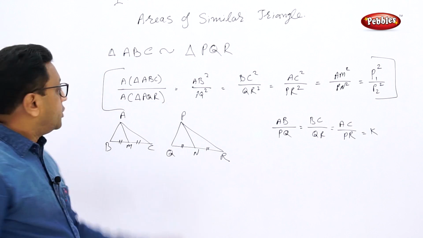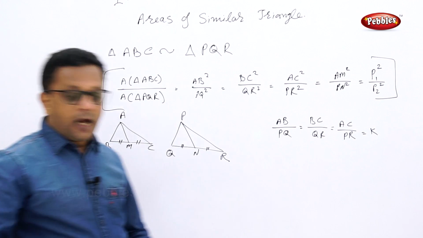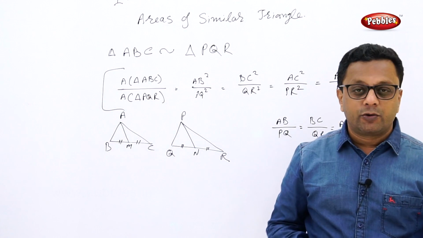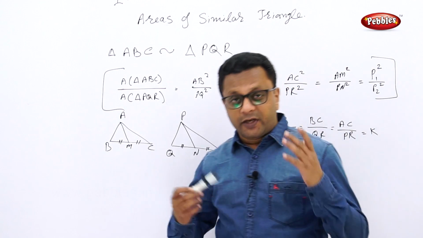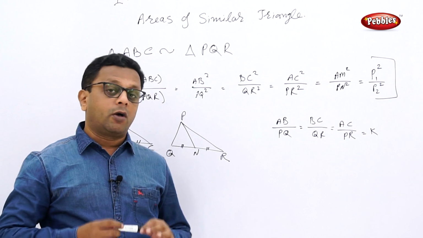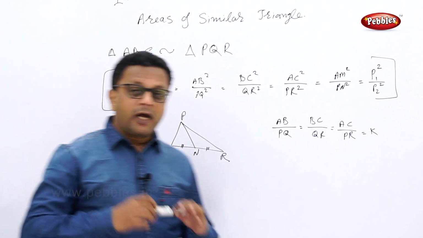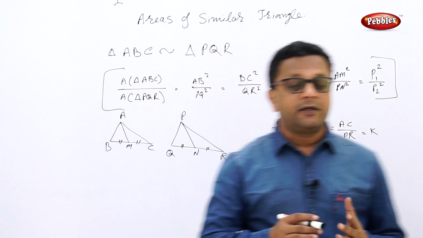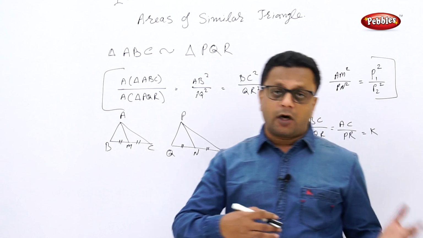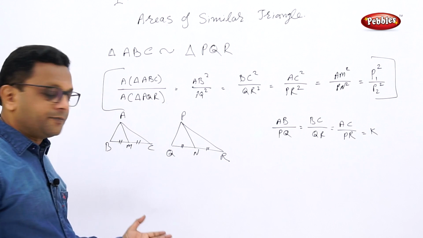This is the ratio of areas of similar triangles, and we have to solve the examples based on this. Now I have already told you that similarity is a very easy chapter to understand and even to solve. But the only thing is, in similarity you don't have to deal only with similarity. So many other things are there. You have to use your past knowledge up to 9th standard in solving this.